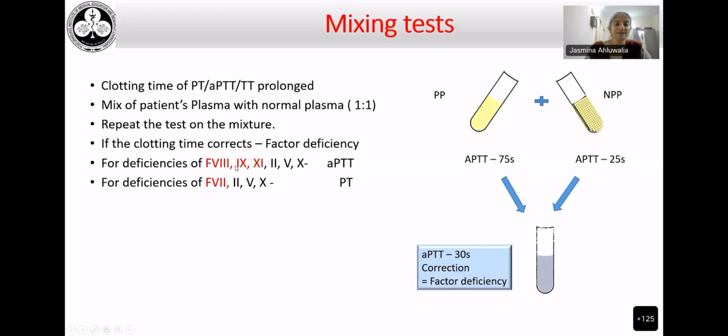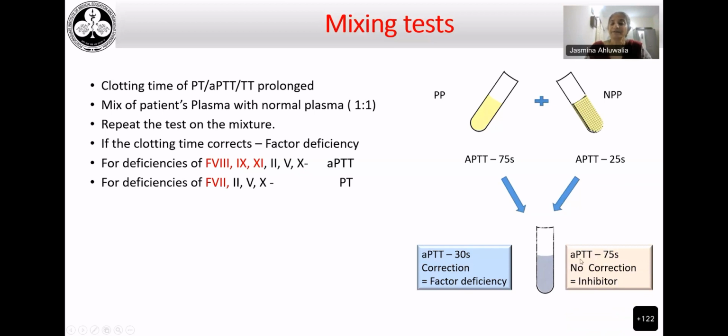For deficiencies of the intrinsic pathway, that is factor 8, 9, and 11, we use the correction based on APTT, or the mixing test based on APTT. We can also use it for the common pathway, because deficiencies of the common pathway will also cause prolongation of APTT. For deficiencies of factor 7 or the common pathway, we can use the PT mixing test.